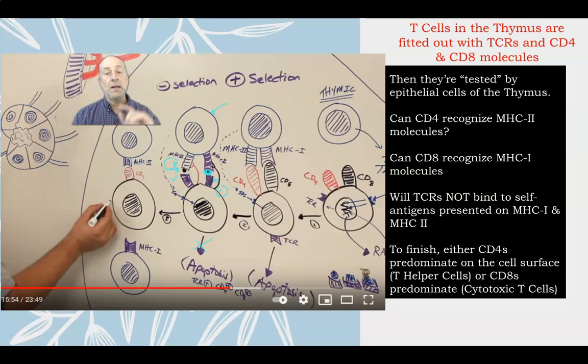Can your CD4 recognize an MHC2? Can your CD8 recognize MHC1? But can you not take the bait? Can you avoid the self antigens? Okay? And then to finish off, what will happen, this T cell at the very end over here will have CD4 and CD8, but it'll randomly shut down one of those two. It'll shut down CD4 and just explode in CD8 all over the place. And that makes it a CD8 cell or a cytotoxic T cell.